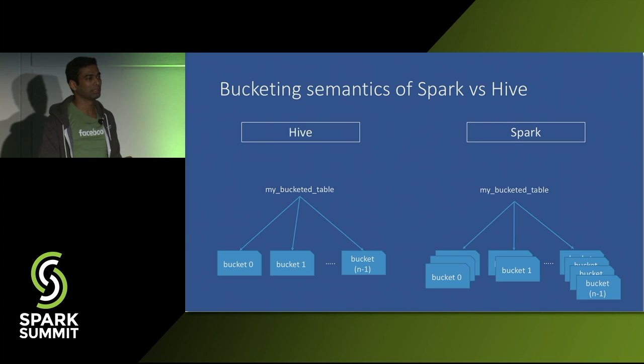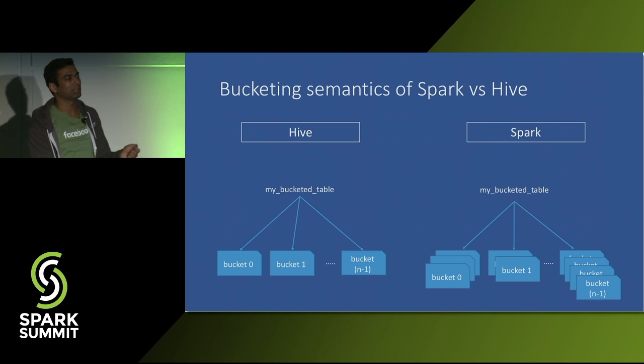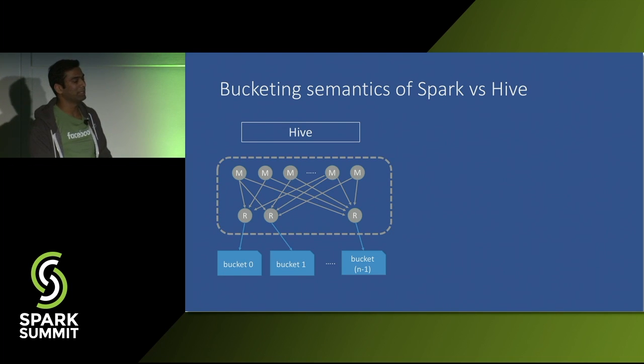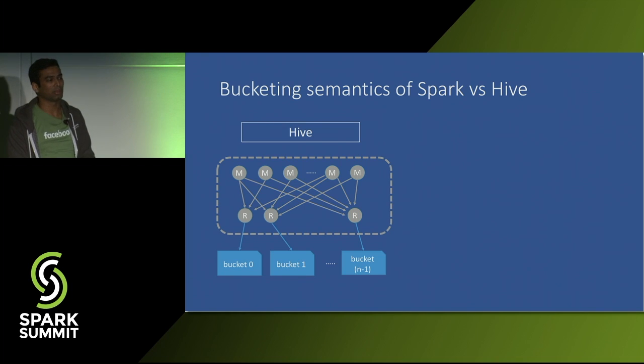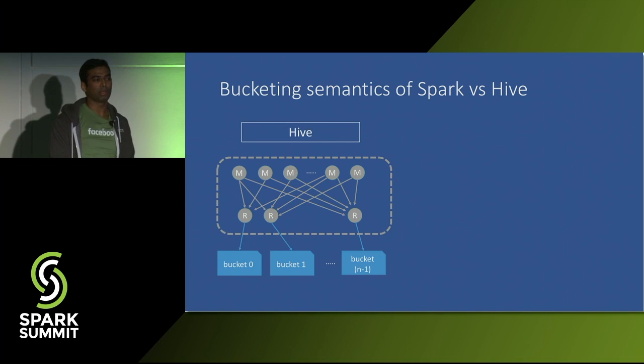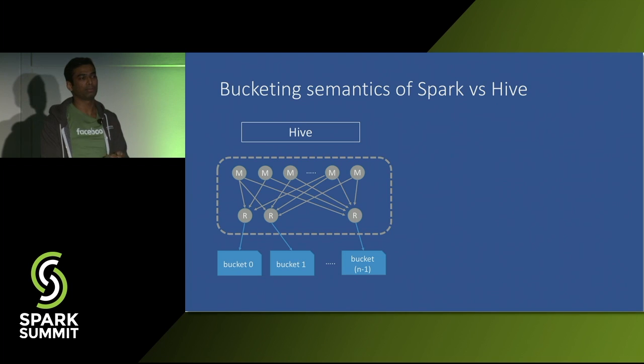Why is that? We looked at how these tables are populated in both engines. Let's look at Hive. In the case of Hive, if you want to populate a bucketed table, it has to be a MapReduce job. If the table has n buckets, then Hive will ensure that the MapReduce job creates n reducers. Each reducer after the shuffle gets the rows for a particular bucket, and then it writes out the rows to a single file. That file is basically the corresponding bucket.